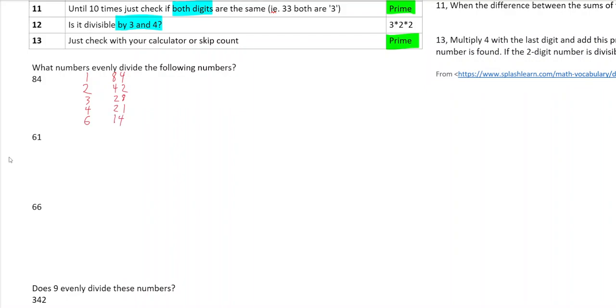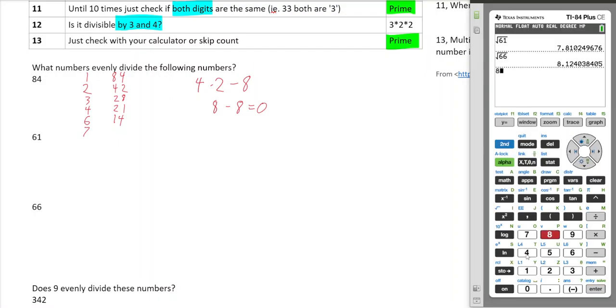Okay, and then 7, we're going to check 7 by going 8. We're going to take 4 times 2 minus 8. So that would be 8 minus 8 is 0. So I believe that it is divisible by 7. Let's just try that out. I think that's how that would work.